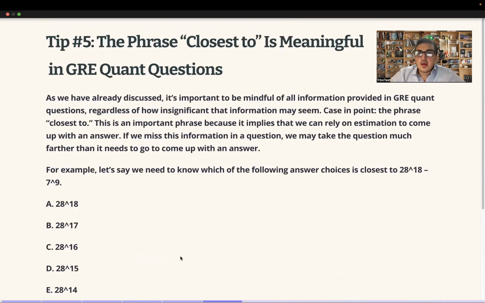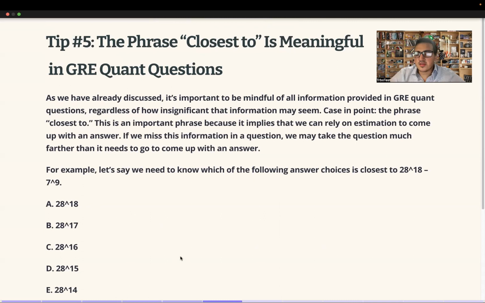Tip number 5. The phrase closest to is meaningful in GRE quant questions. As we have discussed previously, it is important to be mindful of all information provided in the GRE quant questions, regardless of how insignificant the information may seem. Case in point, the phrase closest to is an important phrase because it implies that we can rely on an estimation to come up with an answer. If we miss this information in a question, we may take the question much farther than we need to come up with an answer.